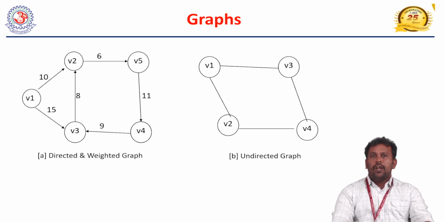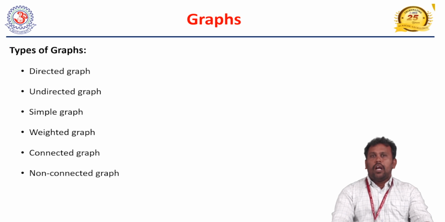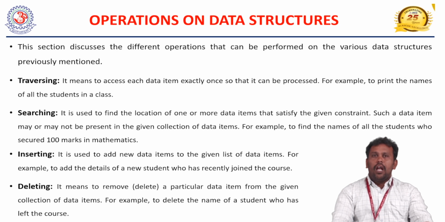So these are the examples of graphs, and the types of graphs are directed graph, undirected graph, simple graph, weighted graph, connected graph, and non-connected graph. These are the types of graphs. And now the basic operations performed by data structures. This section discusses different operations that can be performed on the various data structures previously mentioned.